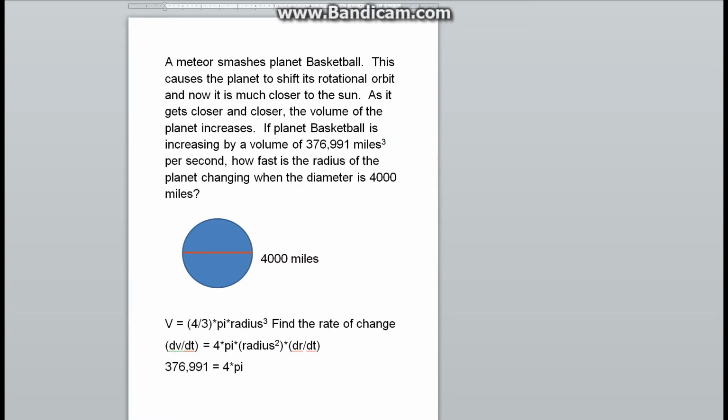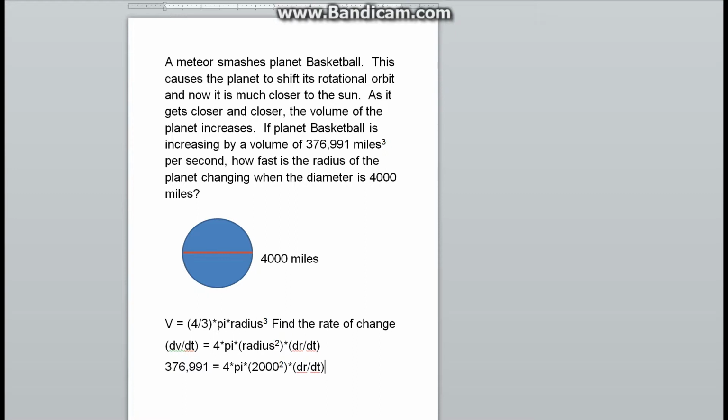So when we plug in our numbers for dV over dt, which is shown in the problem to be 376,991 miles cubed per second. We don't have anything to plug in for 4 pi because those are coefficients, but we plug in for the radius r squared. Plug in for this radius, it's half the diameter, or 2,000 in this case. So 2,000 squared multiplied by the derivative of the radius, which is the rate of change of the radius. That's what we're solving for in this equation.